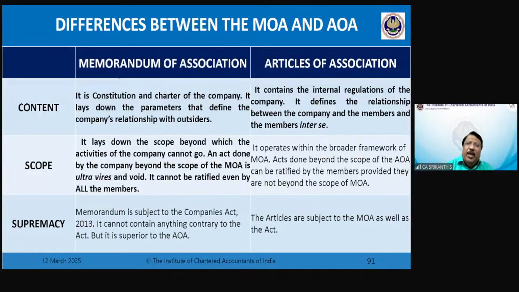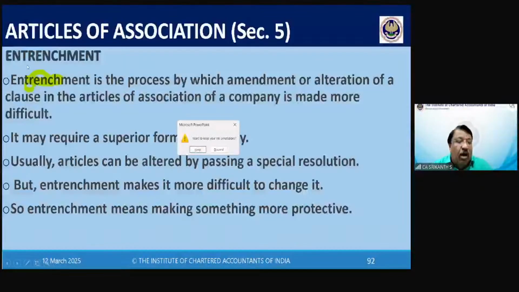Basic differences between MOA and AOA. Basically, the MOA is the charter. It is the contractual part. Whereas the articles are the internal regulations, the bylaws. This is the basic difference. The memorandum controls the scope. The main objects are contained in it. Any act done by a company beyond the scope of the MOA is ultra vires and void. You are going to see that in the doctrines. Any act done by a company beyond the scope of the MOA is ultra vires and void. So, once again.